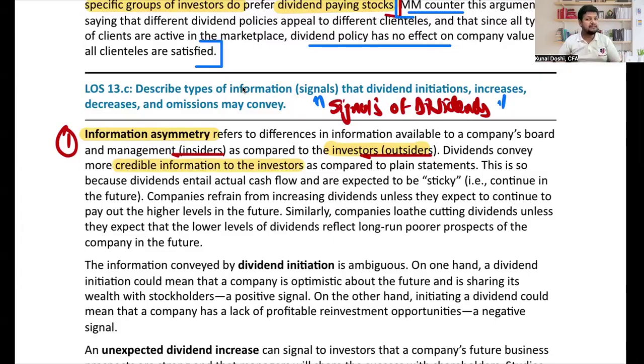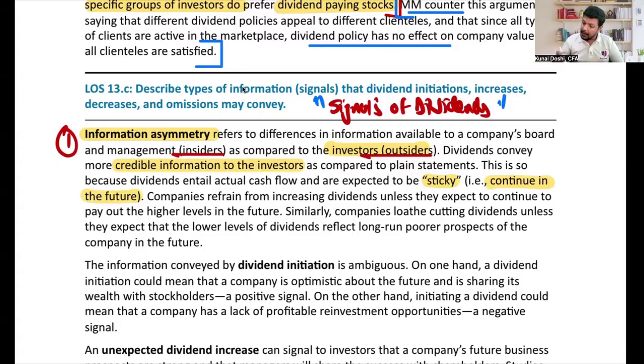When the company is paying dividends, the shareholders perceive that as a signal by the board and the management that the company is confident of sharing this profit, and these profits are expected to be shared in the future also. That means they are sticky. What do you mean by sticky? That investors perceive dividend as sticky in the sense that they will be paid in the future also. So it is considered as a positive sign in most of the cases.